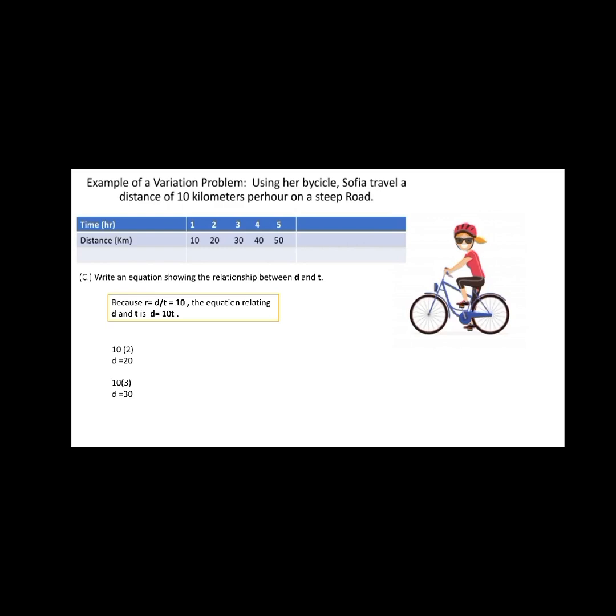Now, let us check. When you multiply 10 by the time, the answer will be the distance. For example, 10 times 2 equals 20 kilometers, which is the distance traveled in 2 hours, while 10 times 3 equals 30 kilometers, which is the distance traveled in 3 hours.